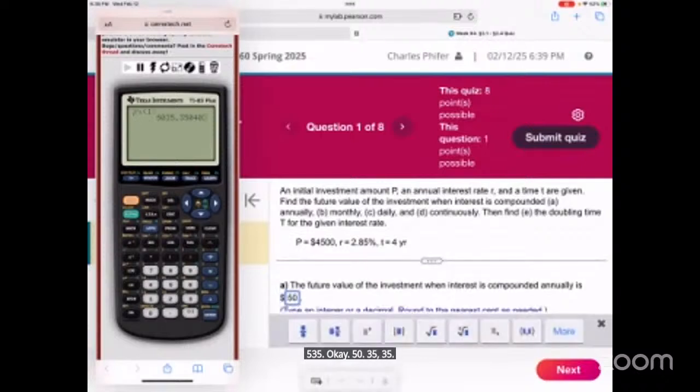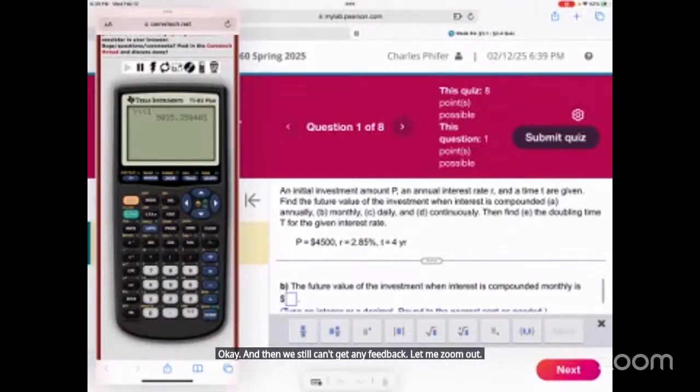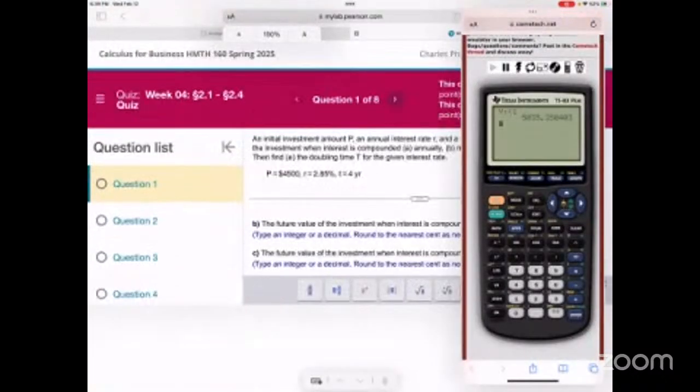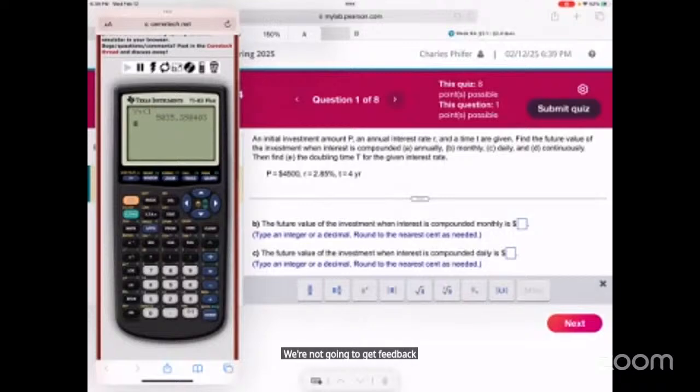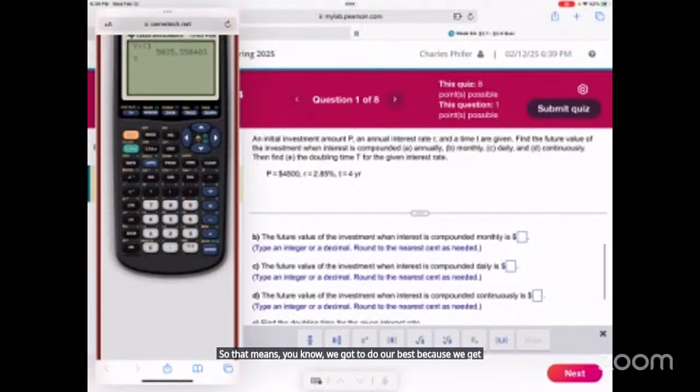Again, wait, nope, because we've got to do all of them. Oh, and then we still can't get any feedback. Let me zoom out some, get a better image here. We're not going to get feedback until we submit the quiz. So that means we've got to do our best, because if we get it wrong, then we've got to decide if we're going to keep that score or do it again, right?